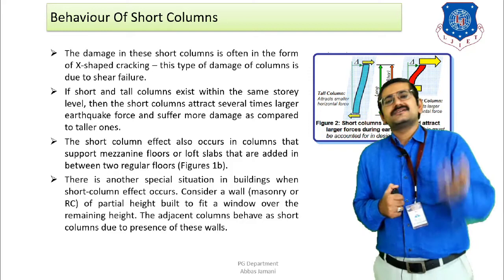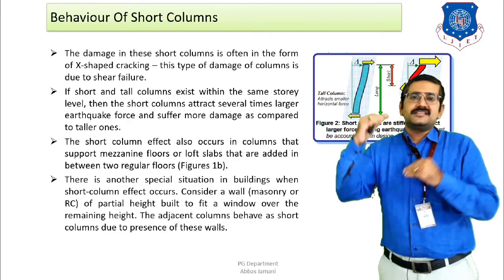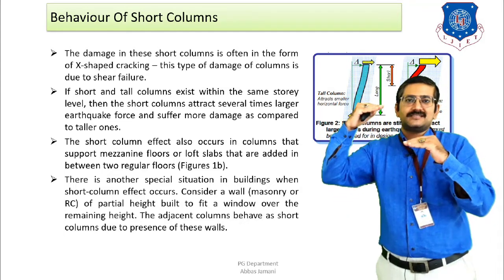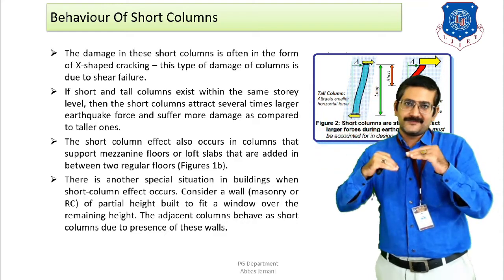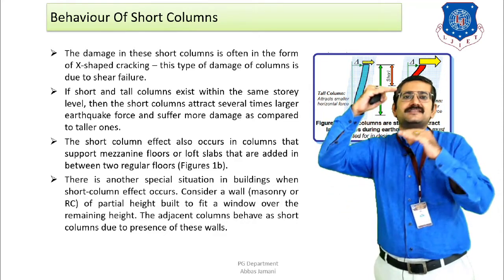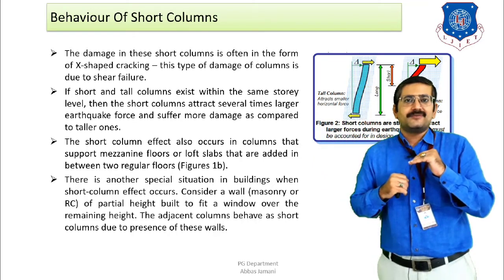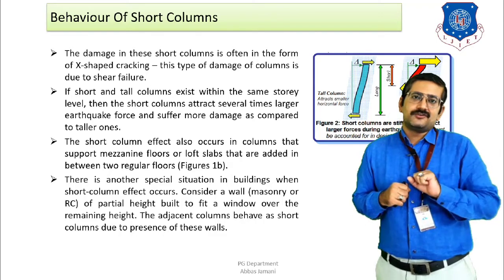The second situation that we observe is whenever there is a difference in the floor level, that is, half of the floor stops at this level and the other half rests at this particular level. If this difference is in the range of 600 mm or less than 1 meter, then again the unsupported length of the column is likely to be greatly reduced.